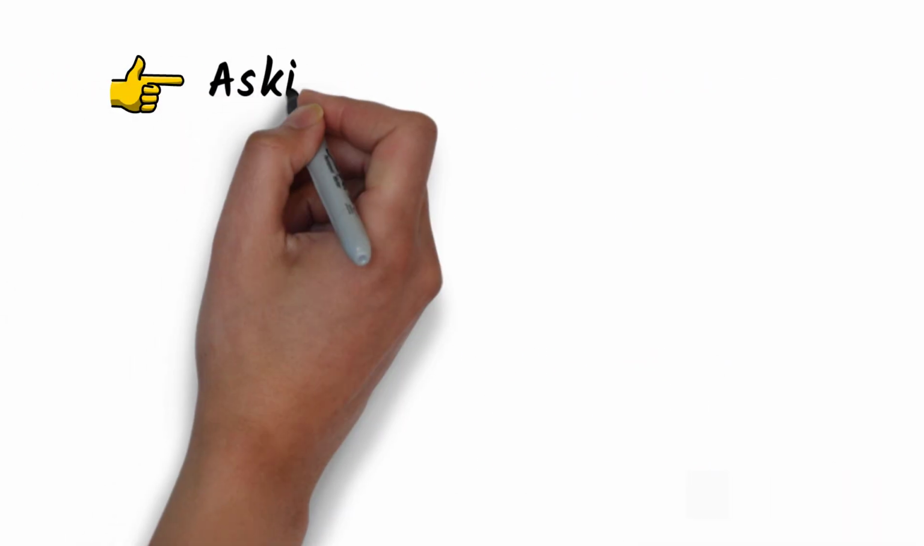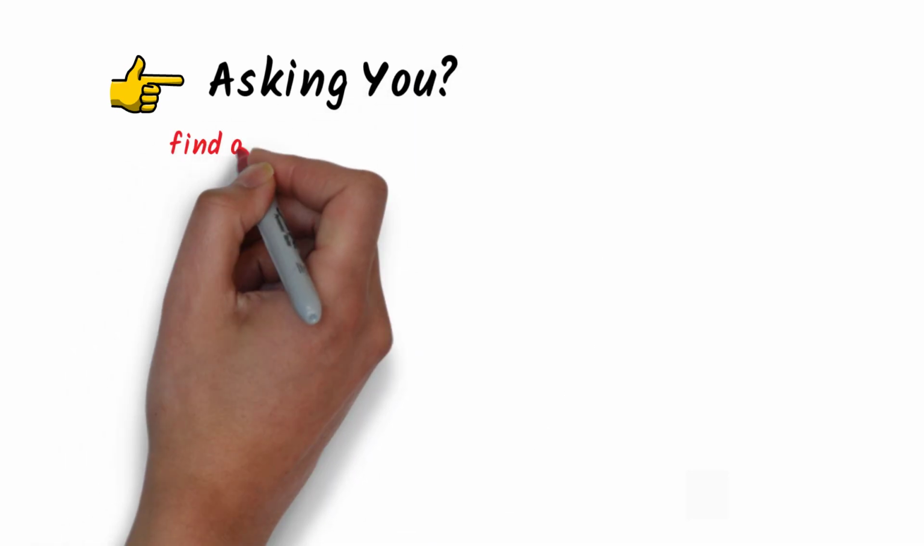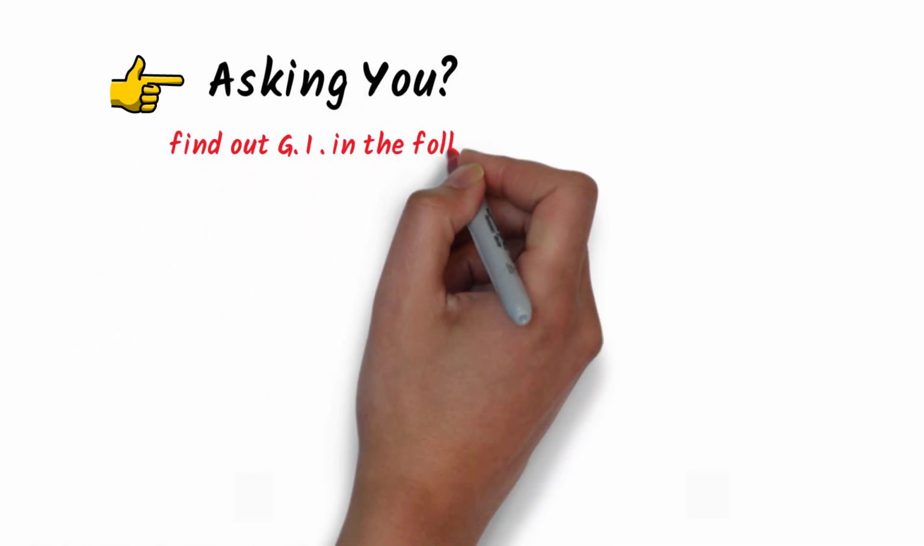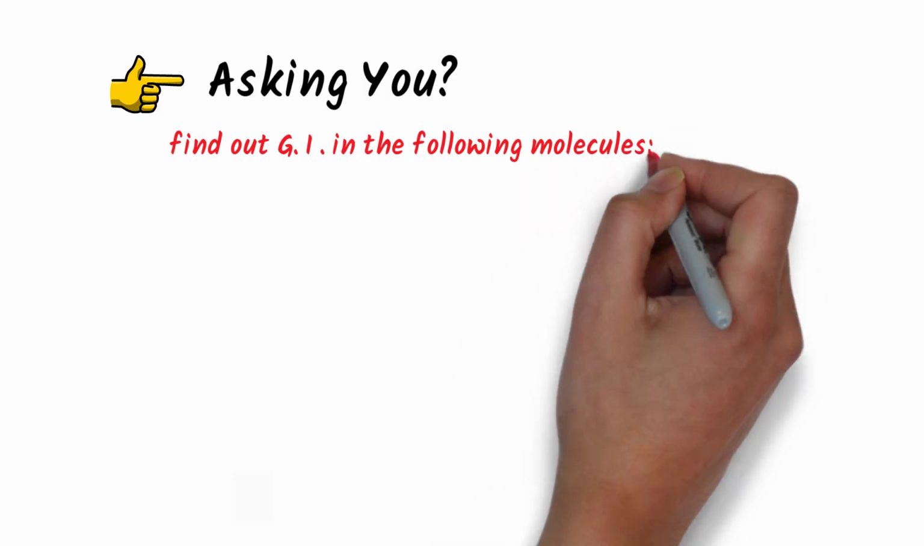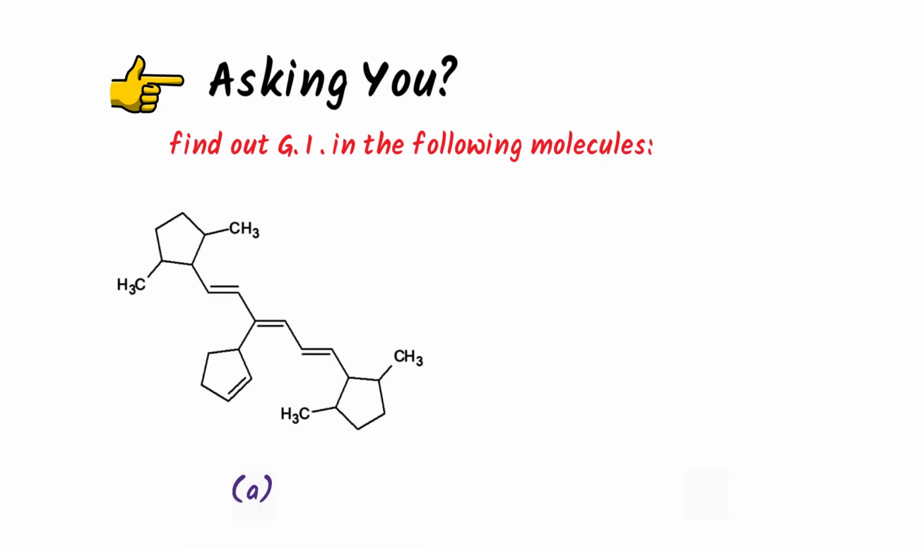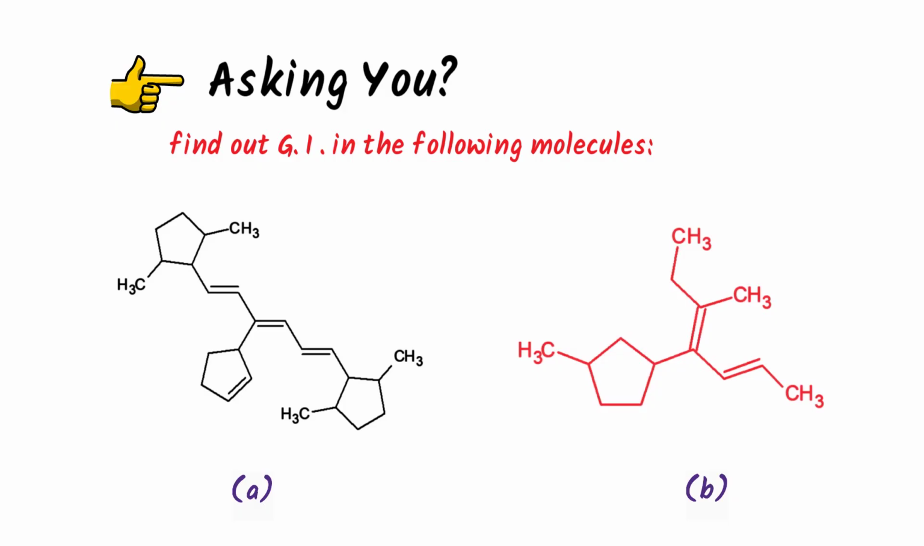Now I'm asking you to find out the number of geometrical isomers in the following molecules. The molecule A we have, and the molecule B. Once you finish up, please write the answers in the comments.